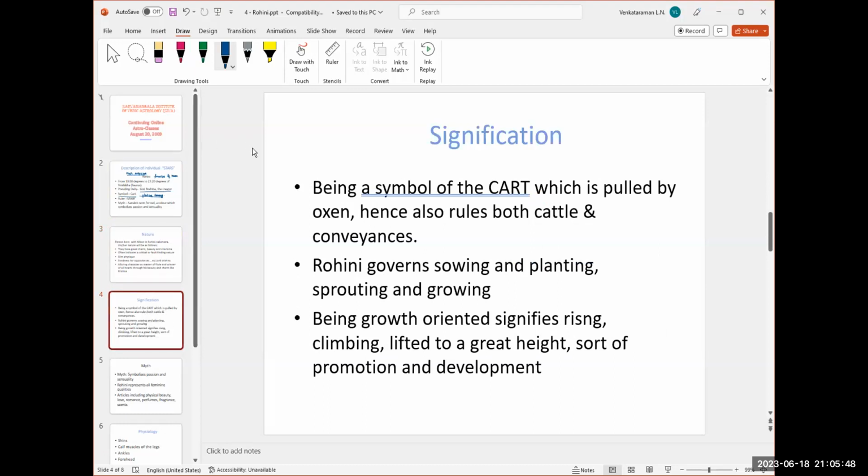Signification. Being a symbol of the cart, which is pulled by the oxen, hence also rules both cattle and conveyances. Rohini governs sowing and planting, sprouting and growing. Being growth-oriented, it signifies rising, climbing, lifted to a great height, sort of promotion and development.